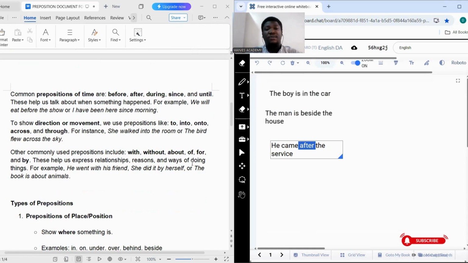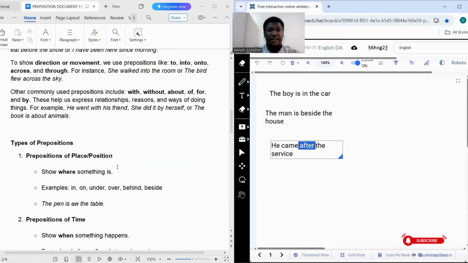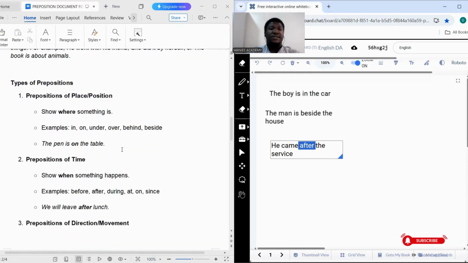Now, other commonly used prepositions include with, without, about, of, for, and by. These are used to express relationships and to show the different ways in which things are done. For example, he went with his friends, she did it by herself, or the book is about animals. These are all prepositions of relationships.